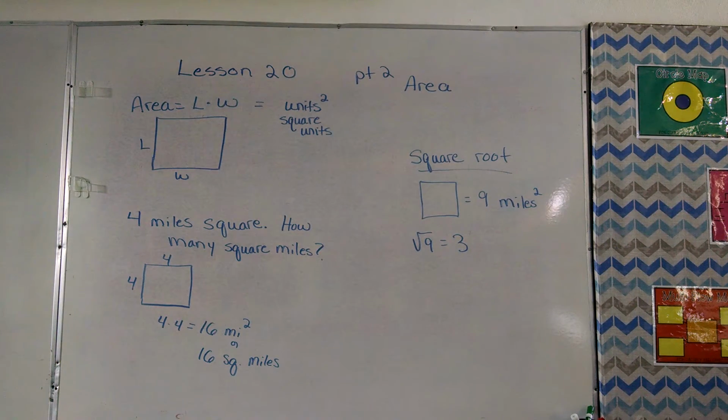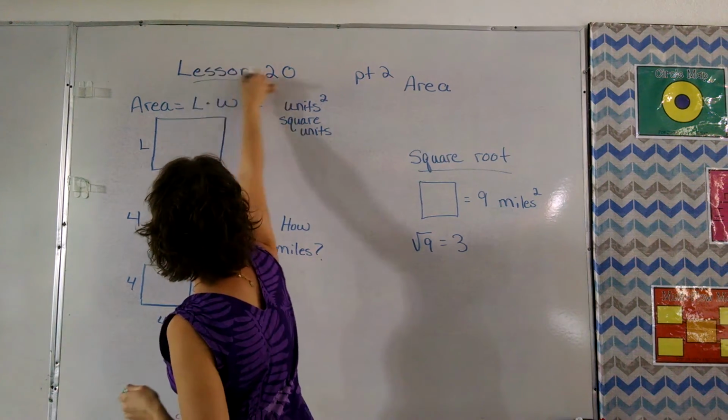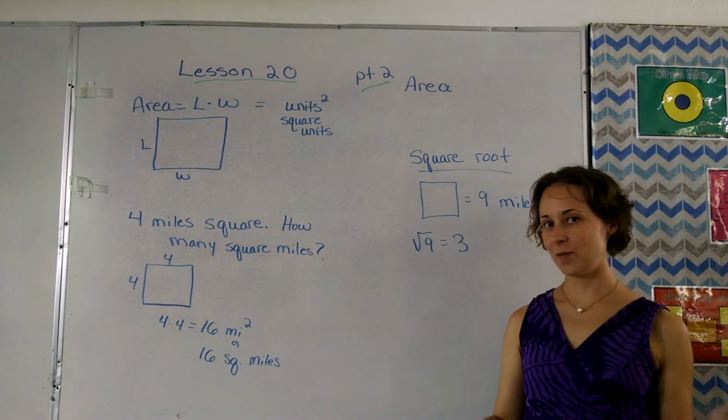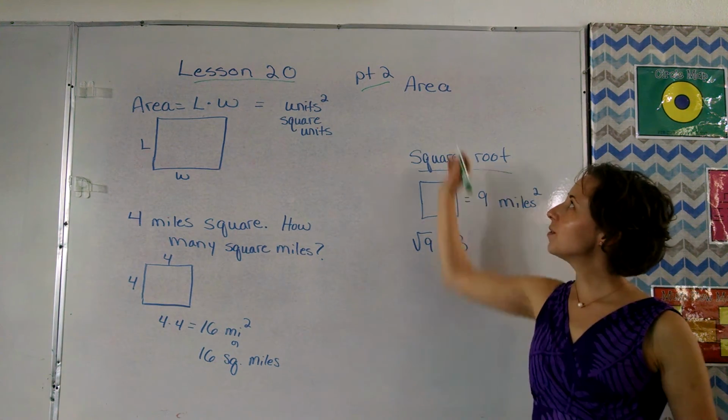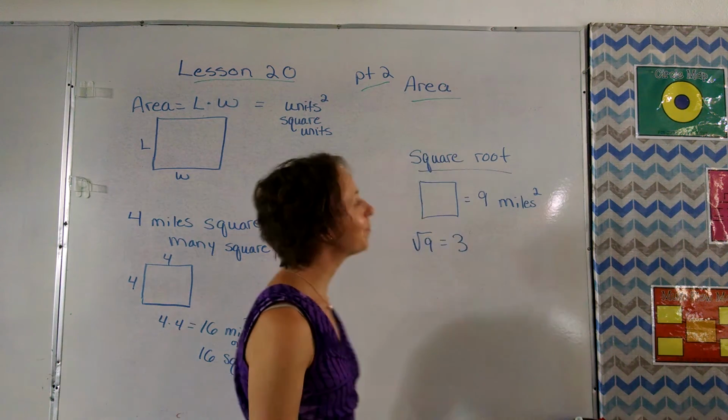This is Saxon Math for 6th grade. We're working on lesson 20 again, and this is part 2. Very easy, I promise you. I know there's a lot of information in the first part. Part 2 is area. Area you've done before, so this is pretty much a review.